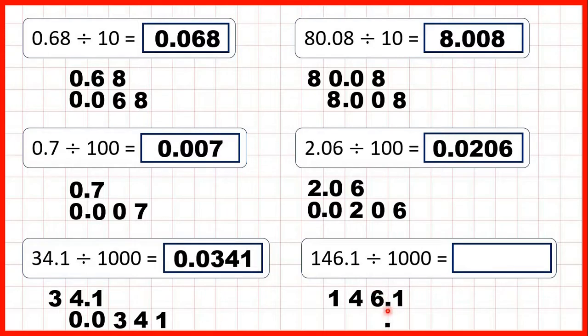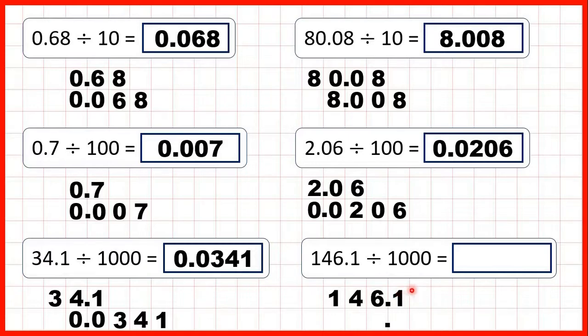Now we have 146.1, so we copy down the decimal point, and to divide by 1,000, the digits move 3 squares to the right. The way to remember that is that 1,000 has 3 zeros, and what we're really doing when we divide by 1,000, we could think of as dividing by 10, then by 10 again, and then by 10 for a third time, because if we divide by 10 3 times, that's the same as dividing by 1,000, so that's why the digits move 3 squares to the right.